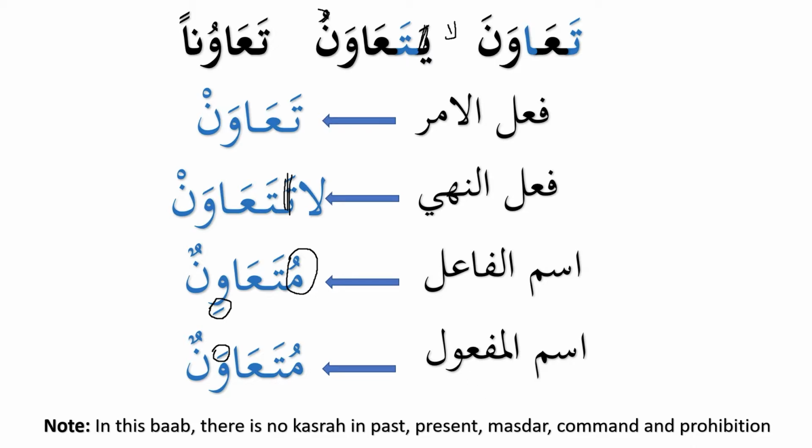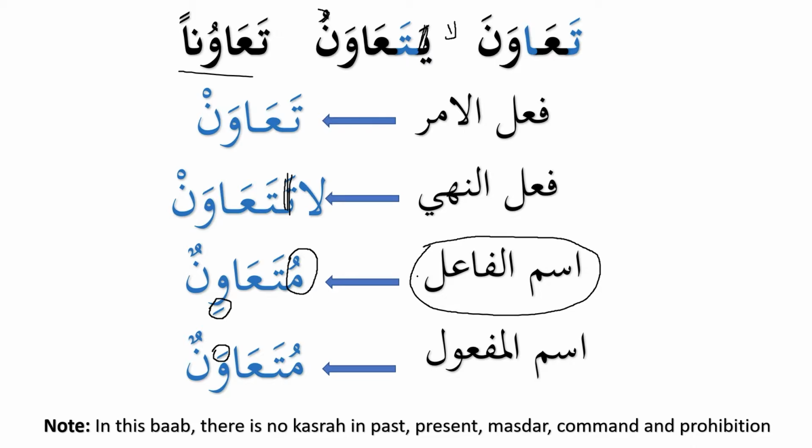And we need to know that, as we have discussed, in this bab also, like bab number 5, there is no kasra in the past, present, masdar, in command and prohibition. As we can see here, it always takes fatha, it does not take kasra in fi'l al-amr, fi'l al-nahi, and also in the past and the present, and also in the masdar. However, we know that ismul fa'il always takes kasra if it is a regular verb.